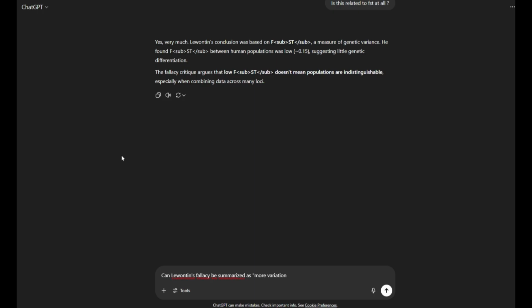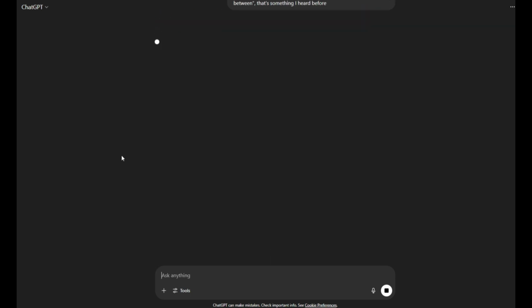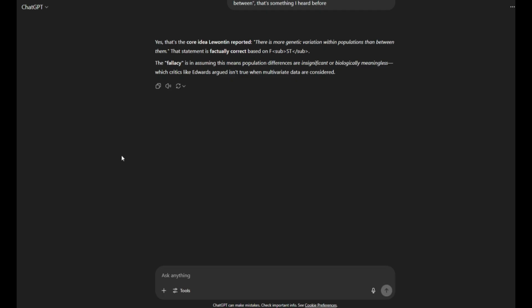Can Lewontin's fallacy be summarized as more variation within than between? That's something I heard before. Yes, that's the core idea Lewontin reported. There is more genetic variation within populations than between them. That statement is factually correct, based on FST. The fallacy is in assuming this means population differences are insignificant or biologically meaningless, which critics like Edwards argued isn't true when multivariate data are considered.